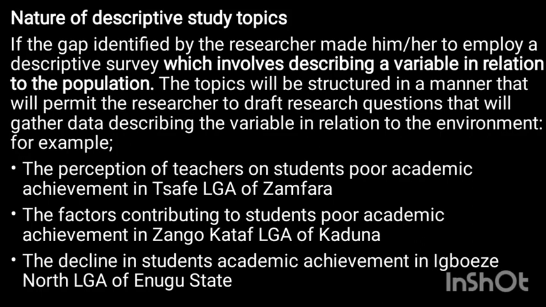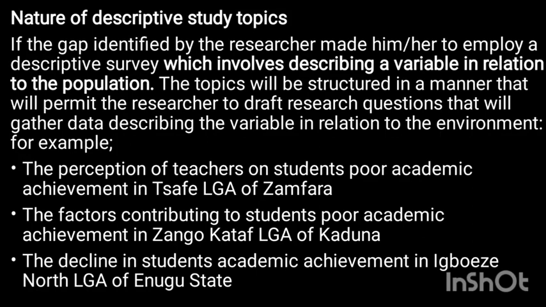Or the factors contributing to student poor academic achievement. Here it is also describing those factors that are causing poor academic achievement. Or the decline in students' academic achievement in the Basin North Local Government of Enugu State. You find out that here it is only describing the decline in academic achievement. So if you see this, it is a descriptive study.